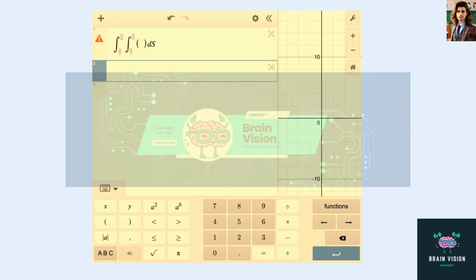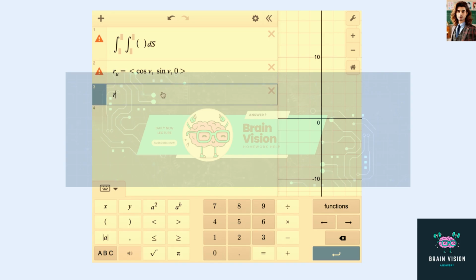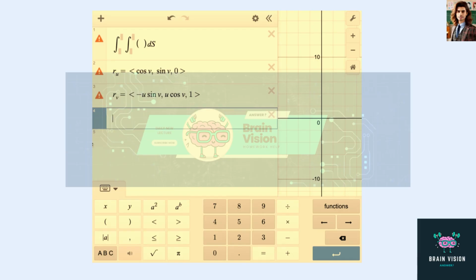Then we want to first find the partial derivative of r with respect to u, and that's going to give us cosine v, sine v, 0, and then the partial derivative of r with respect to v is going to give us negative u sine v, u cosine v, 1. And then we take their cross product, and what we'll end up getting is the square root of 1 plus u squared.